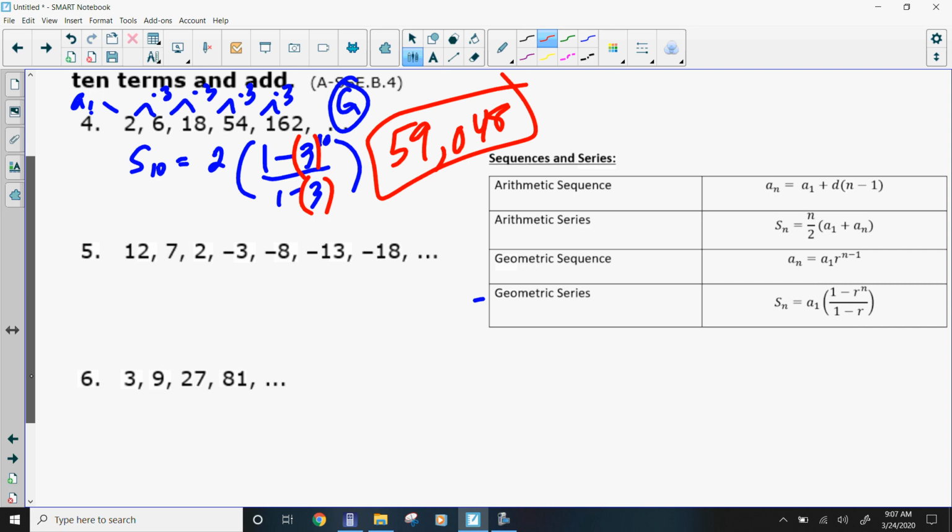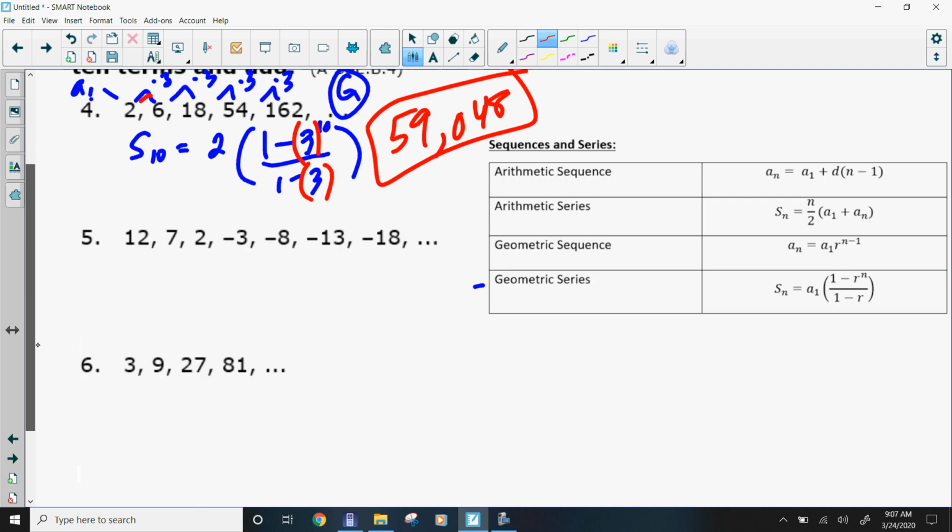Okay, next. This problem here, it looks like these are the ones that we did in the previous problems. It appears that this right here is minus 5, and that's the pattern all the way through, so that's d. Now here's the thing about this problem, though. We're going to have to break up this problem into two parts. This is arithmetic because it's subtracting 5 all the way through. And in order to find a series, we have to know the 10th number.